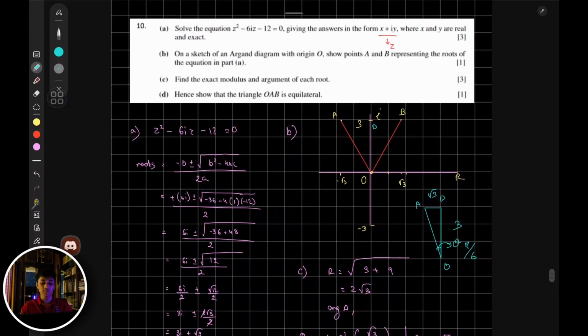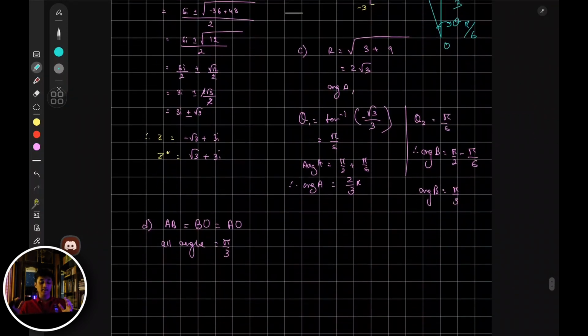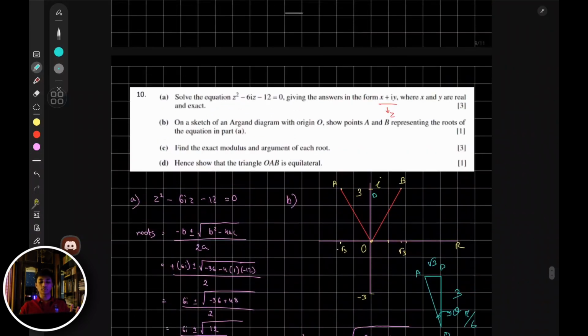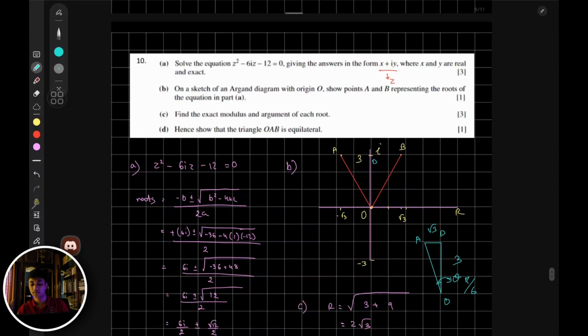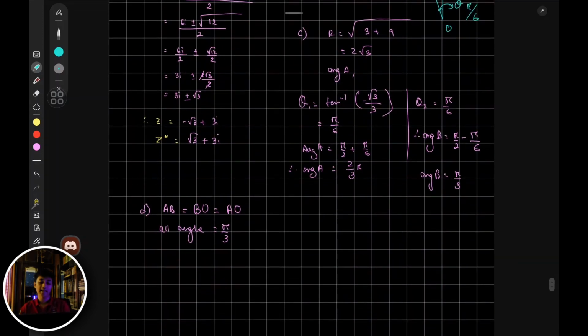Okay, next part. Hence show that the triangle OAB is equilateral. So basically they are asking you if OAB is equilateral. Yes, it is. Why? Because they can look into your diagram, so try to draw a clear and accurate sketch so that they can understand that you understood that it's an equilateral triangle. And how do you answer it? You can say that AO is equal to OB and is equal to AB. Or you can say all the angles are pi by 3.